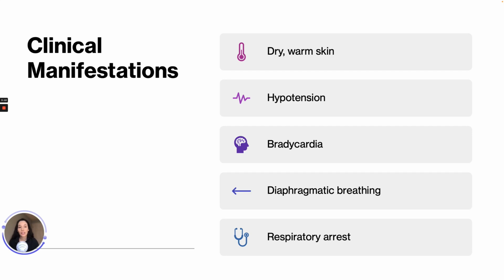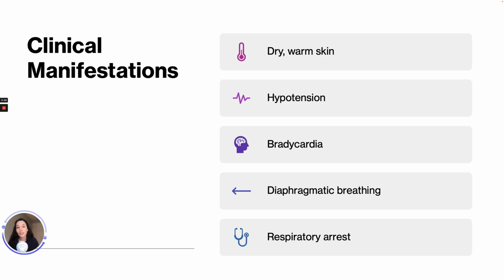So clinical manifestations that we may see as a sign of the parasympathetic stimulation is dry, warm skin. So instead of cool and moist skin, the patient experiences dry, warm skin due to the vasodilation and inability to vasoconstrict. You're also going to see some hypotension, which occurs due to sudden massive dilation. The bradycardia you'll see, instead of getting tachycardic, the patient experiences bradycardia, again because we have that parasympathetic stimulation.